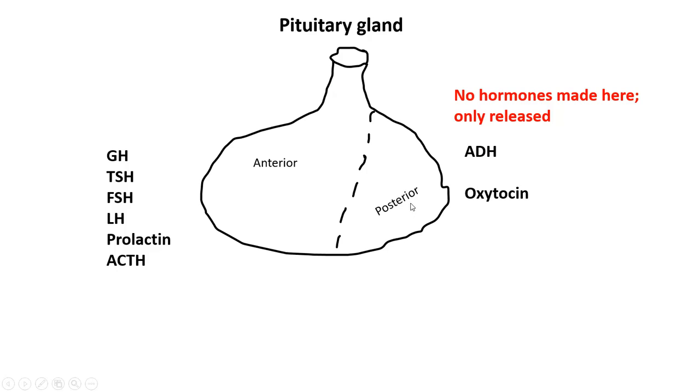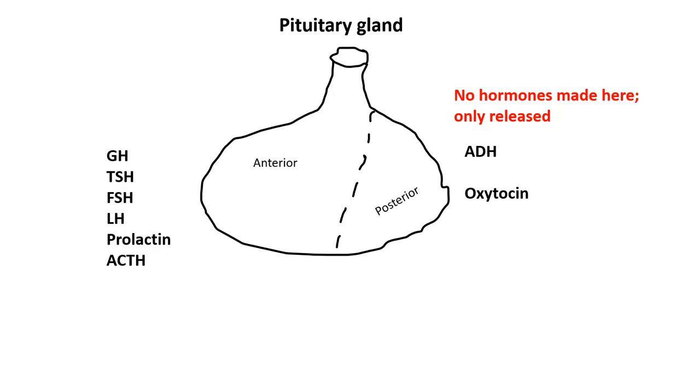Where do the hormones come from? Well, the hormones, ADH and oxytocin, are made in the hypothalamus. And the hypothalamus developed a pipeline that brings those hormones from way up here from the hypothalamus to the posterior pituitary for release. So this is why you see the statement, no hormones made here.